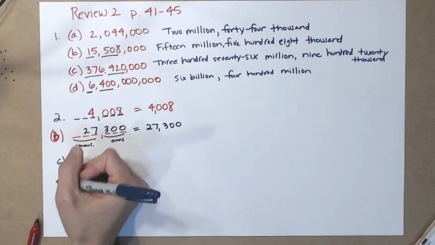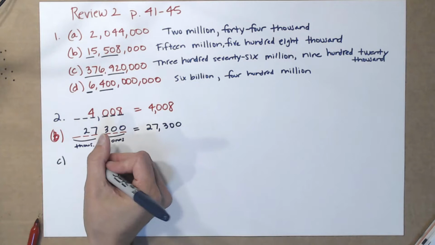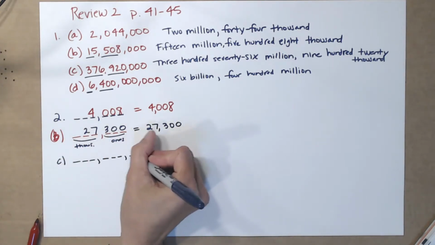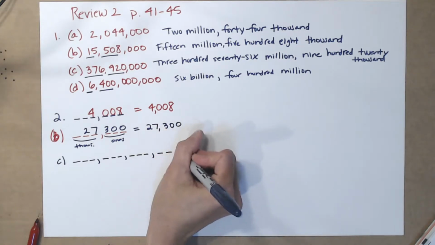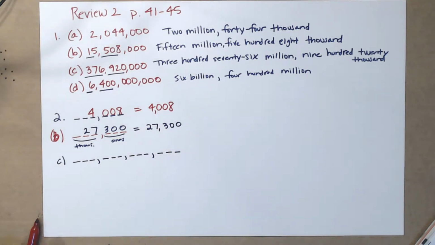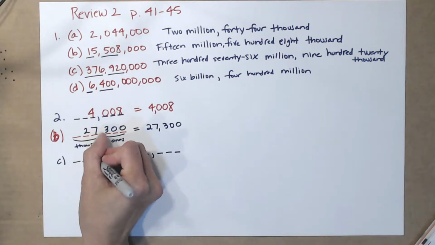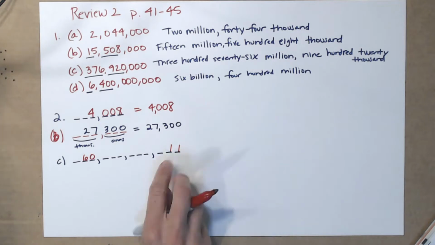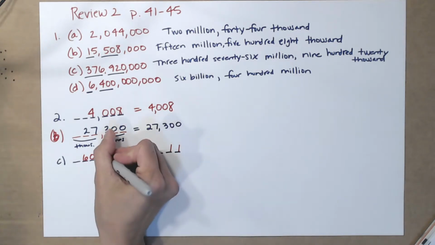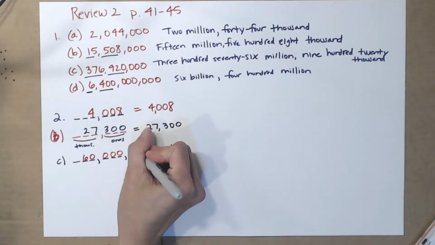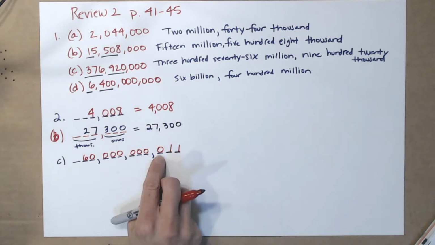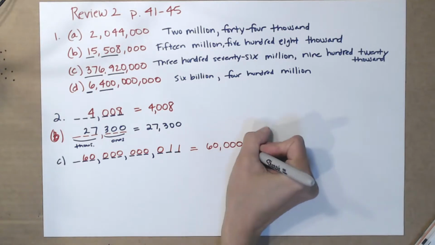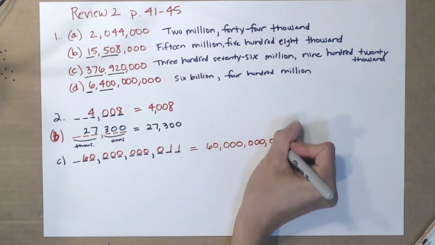C, we have 60 billion and 11. So we're going to need billions family, millions family, thousands family, and the ones family. And the billions are 60 billion, and then we have 11. So way over here in the ones, we have 11. We have no millions, no thousands, no hundreds there. So we write it like this, 60 billion, no millions, no thousand, and 11.